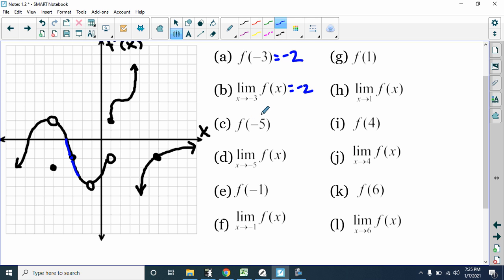Part C, f of -5. F of -5 wants to know when x is -5, what is y? When x is -5, the y value, that's a hole, is defined to be this point right here. The y value of that point is -3.